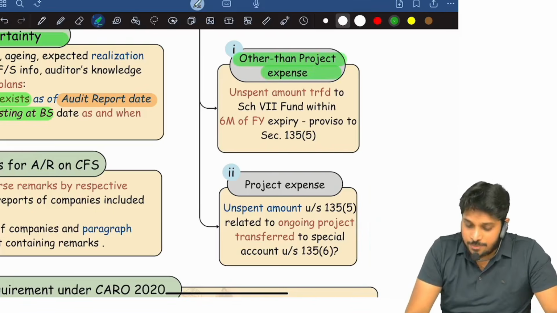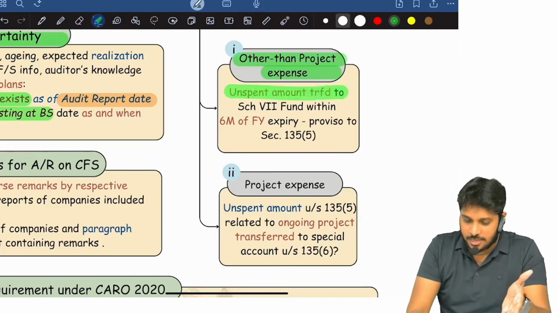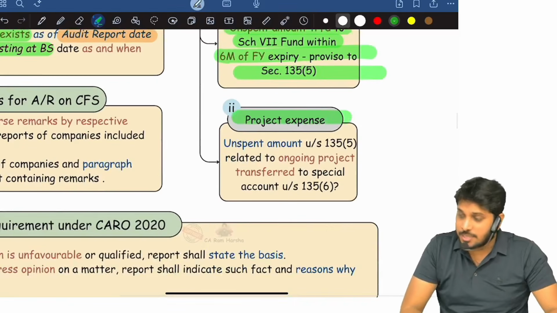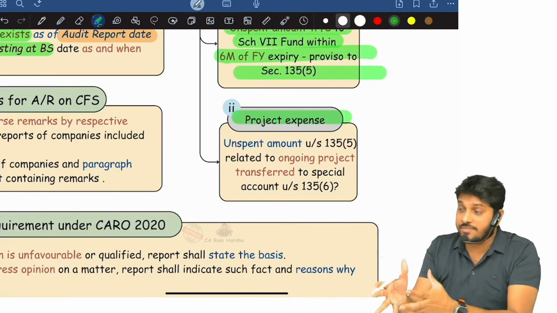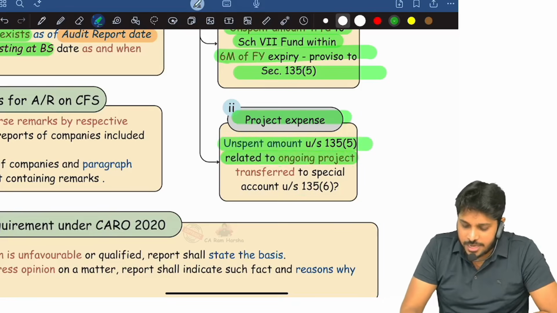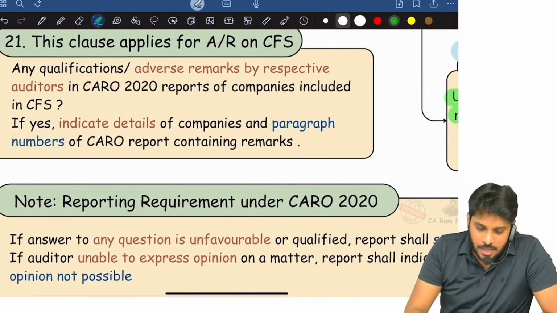Other than project expense means that amount which you had to spend by 31st March but didn't spend. See whether the unspent amount is transferred to the Schedule 7 fund within 6 months. For project expenses, where you allocated money for a project as on 31st March and it is still not yet spent, it has to be transferred to a special bank account. That's it. Check whether the unspent amount has been transferred to a special account referred under 135(6) or not. Then clause number 21.